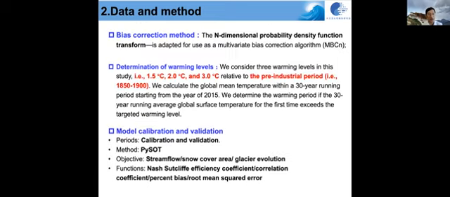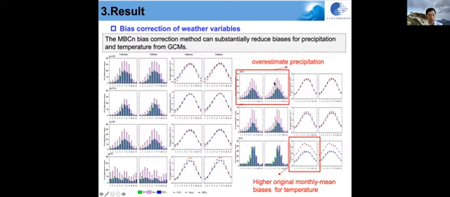In addition, a new bias correction method, the multivariate bias correction algorithm, MBCn, was adopted to correct the GCMs. And we consider 3 warming levels in this study, 1.5, 2, and 3 Celsius degrees relative to the pre-industrial period. Okay, the results. As shown in the figure, we found that the MBCn bias correction method can substantially reduce biases for precipitation and temperature from GCMs.